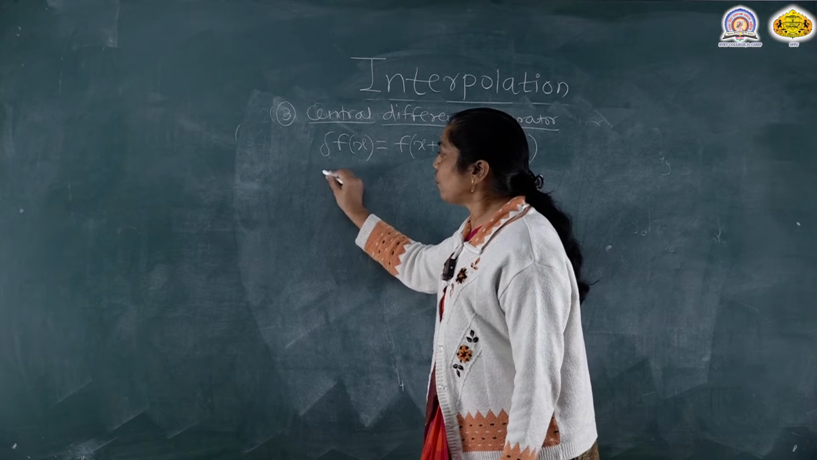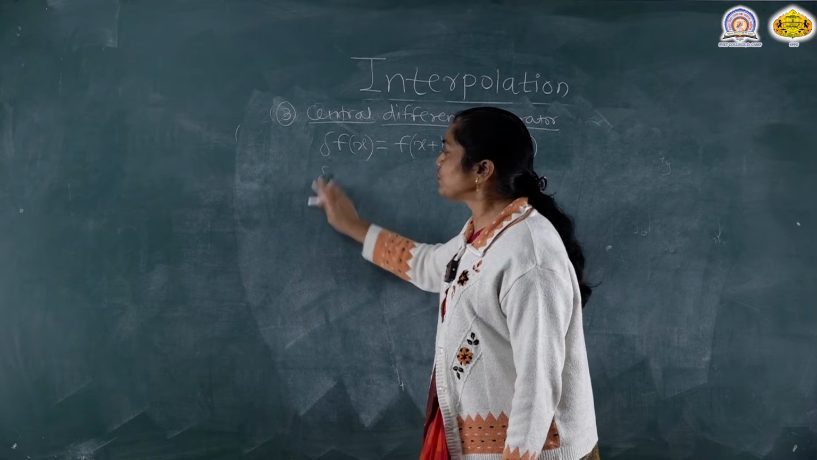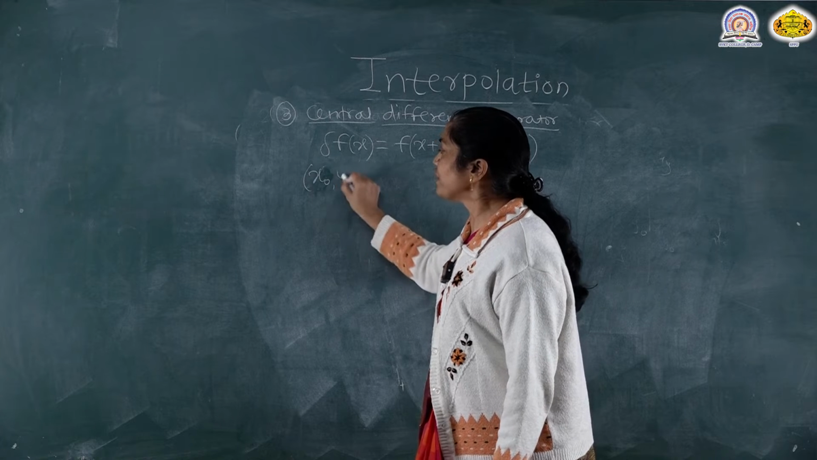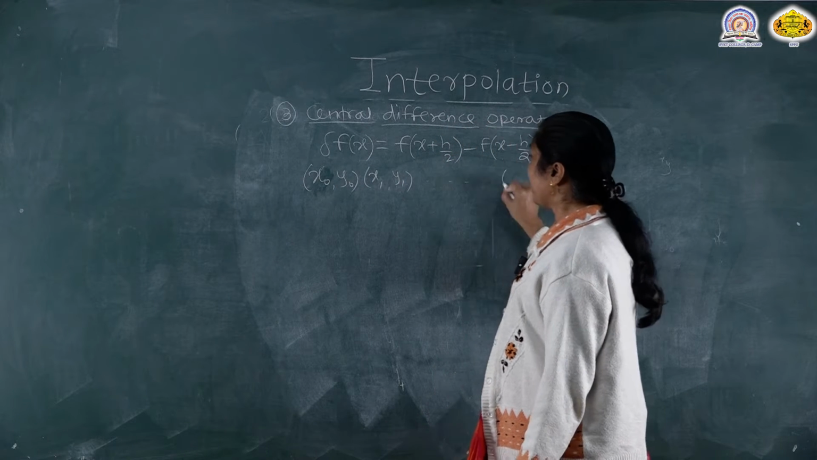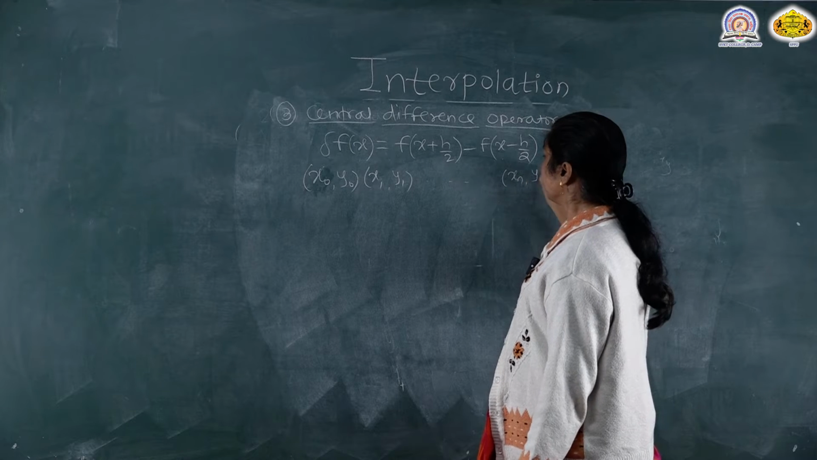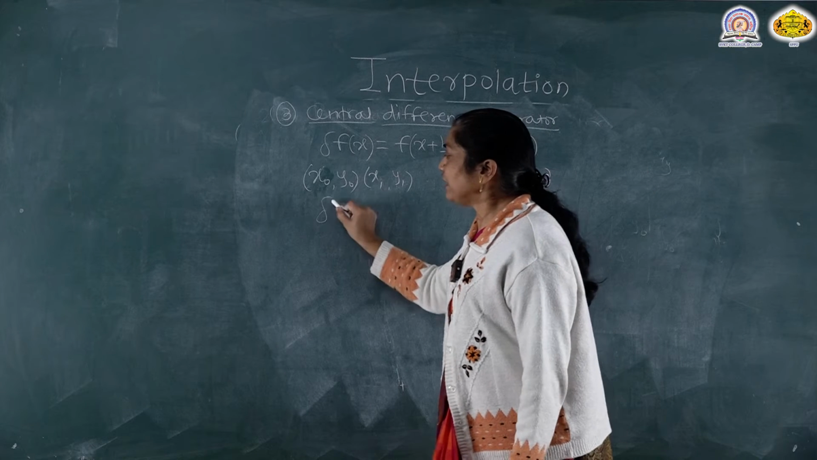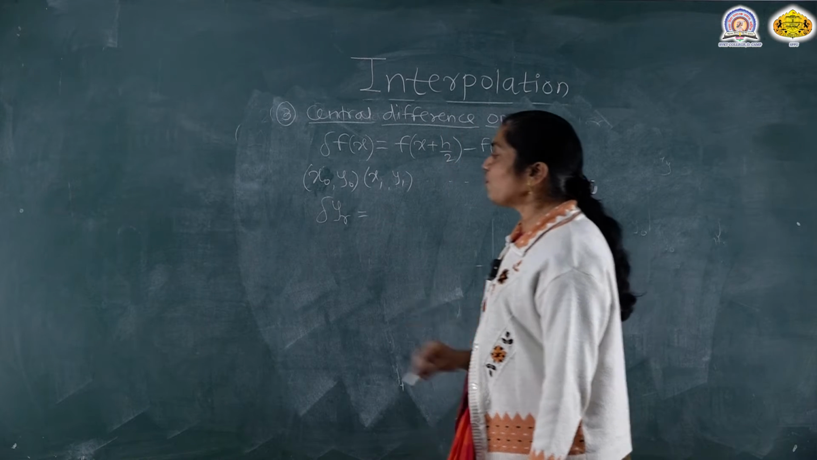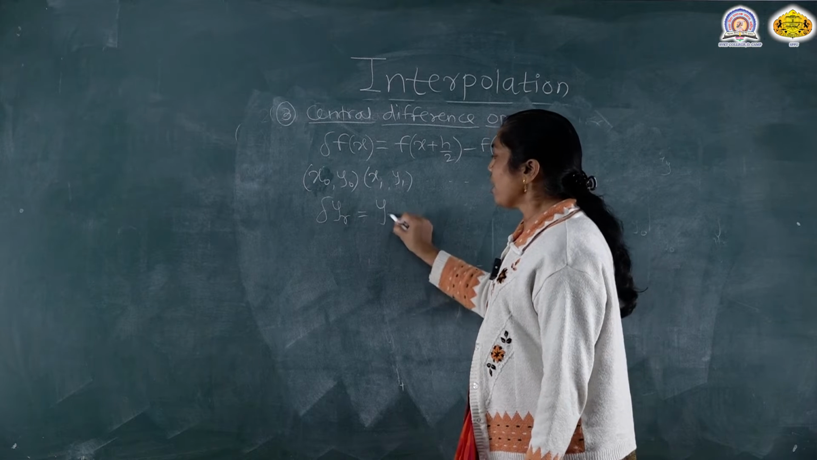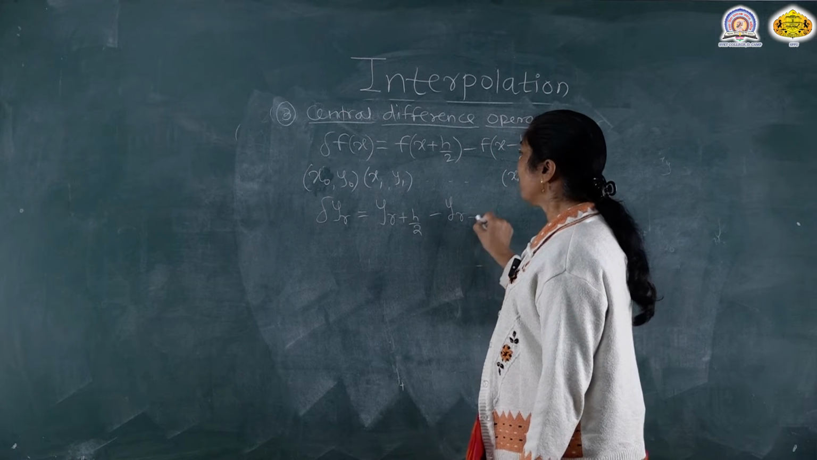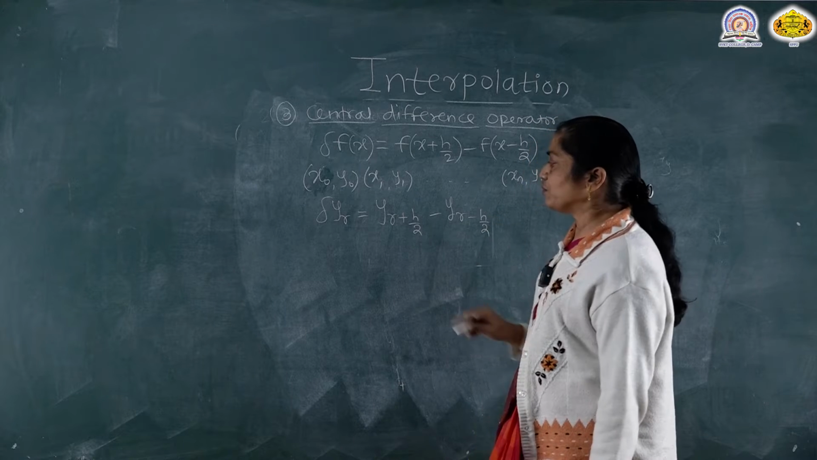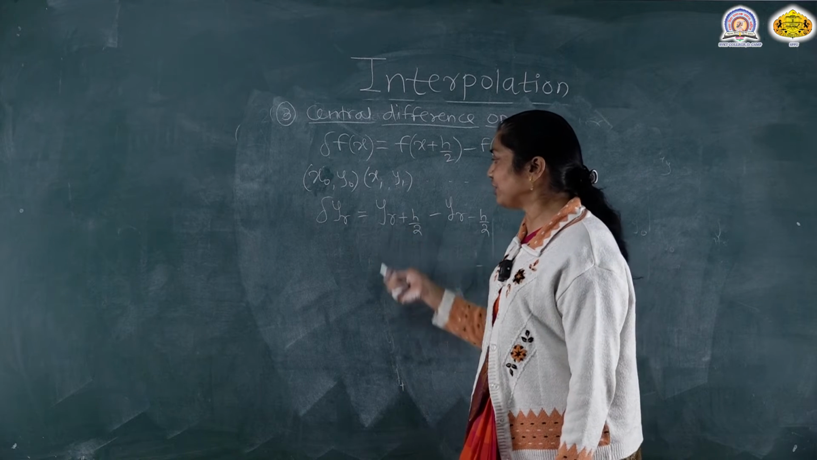Observe that if you want to find delta square, suppose we have given the values x0, y0, x1, y1 up to xn, yn. So what is your delta yr? Delta yr is nothing but y of r + h/2 minus y of r - h/2. So this is the delta yr definition.